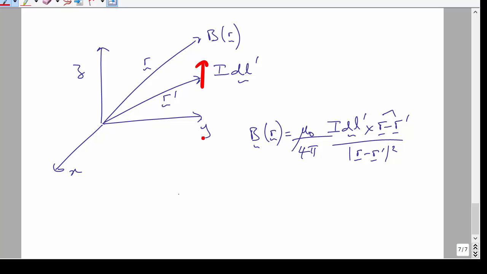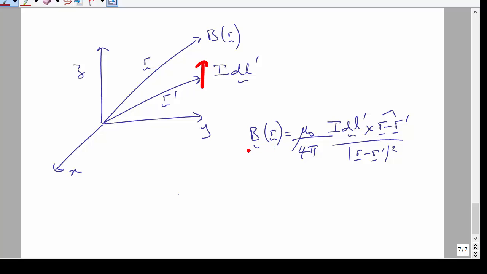Okay, so we've set up our standard coordinate system here. We have an element of current IDL prime located at position R prime, and we're interested in the magnetic field B at position R. And of course, both R prime and R here are quite general. They're quite arbitrary. We can move R prime around, we can move R around, and our formula must reflect that.